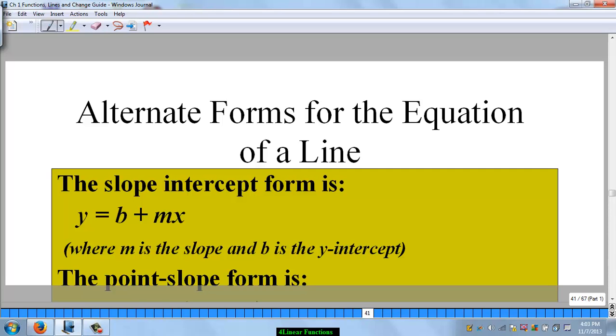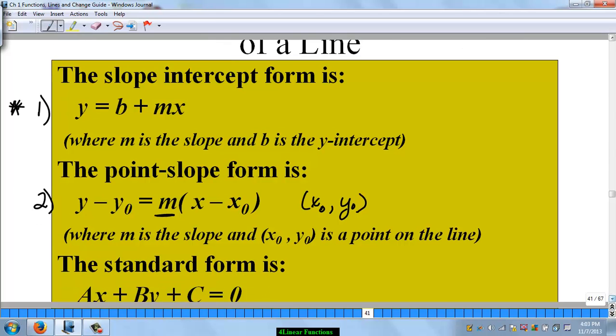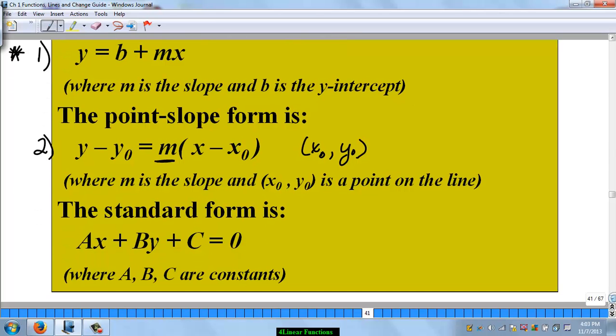Now the alternate forms of the equation of a line. The first one that we're doing this year is y equals b plus mx. It's very important. The second one we'll be using later this year is the point-slope form, where you still have the slope in there, but now I have the point (x0, y0) that I can throw in here. We'll be using this later. This is actually the most important one this year. I wanted to make sure you know how to use that one. And the standard form is ax plus by plus c equals 0. We will not be using that this year at all, but I just wanted you to have a slide where everything would be there.